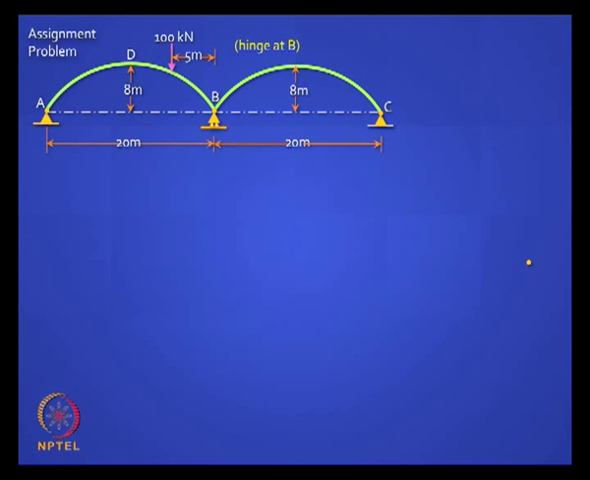In this problem, you have a hinge. Please note there is a hinge at B. There is an internal hinge at B. How do you solve this problem?